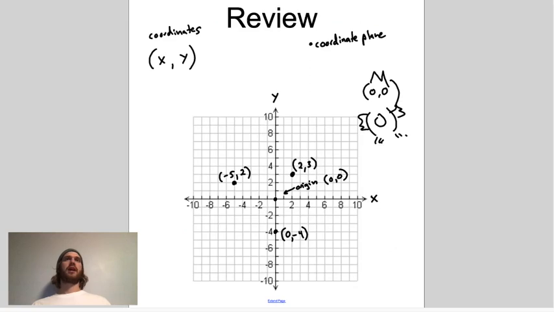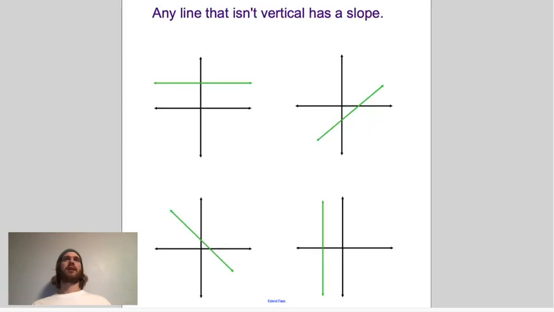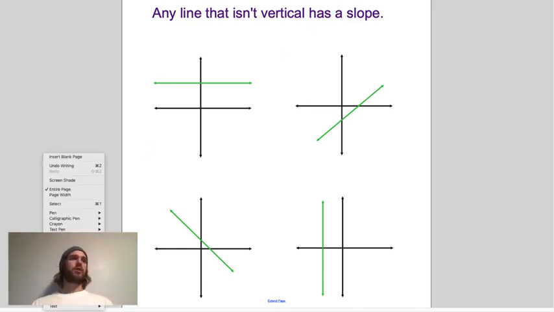Okay, let's look at different kinds of slope. Any line that isn't vertical has a slope, or a number associated with slope. Let's go over what those are. I'm going to use green.